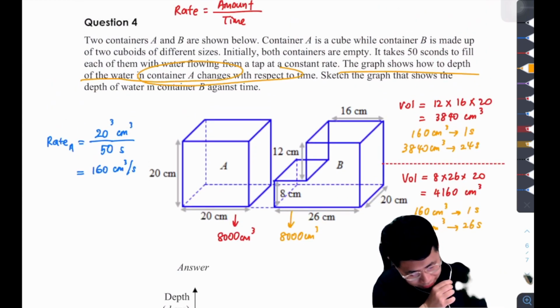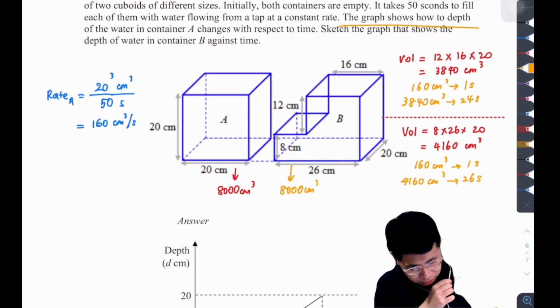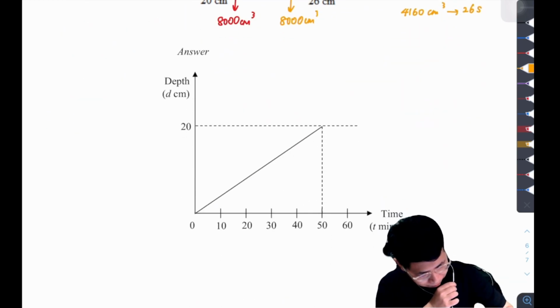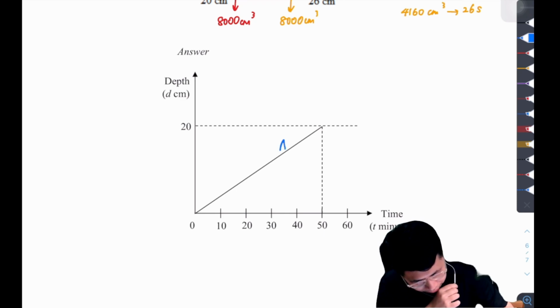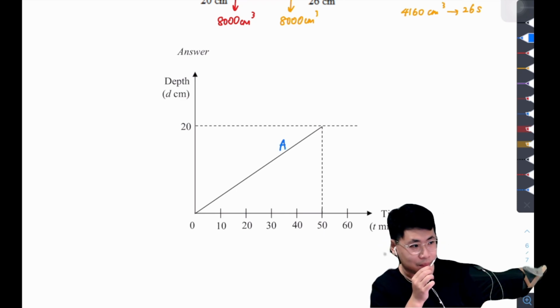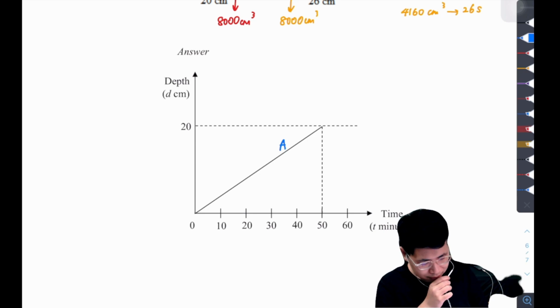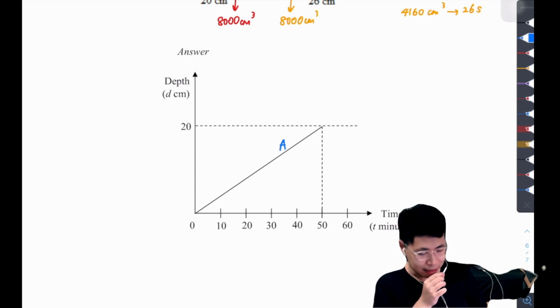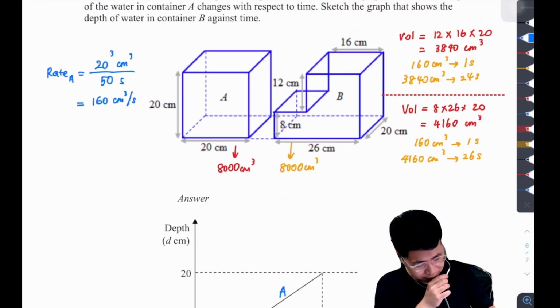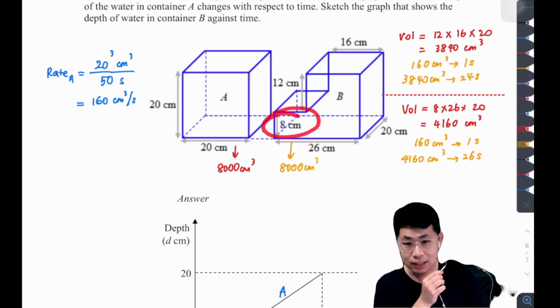of water in container A, right? So this is actually the graph for A. Okay, so this one over here again is the graph for A. Okay, so let's try to find the height that we're going to fill first. So we're going to fill 8 cm, right? We're going to fill 8 cm over here.